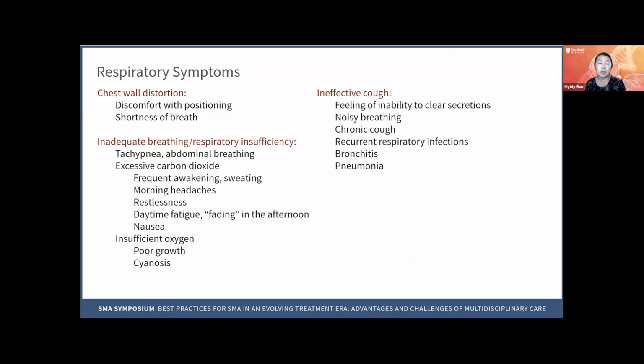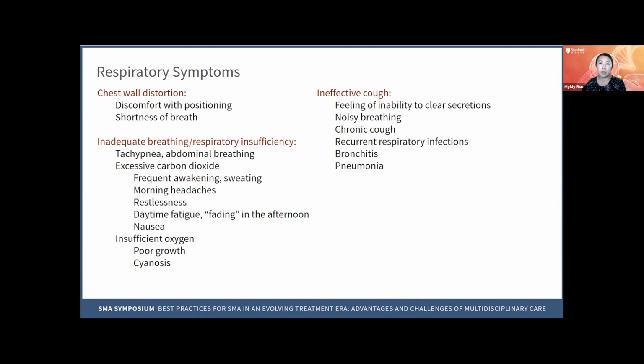So what are the symptoms? In terms of chest wall distortion, the symptoms can be discomfort with positioning and shortness of breath. In terms of inadequate breathing or respiratory insufficiency, some of the signs are tachypnea or abdominal breathing on exam. The signs of excessive carbon dioxide, because the CO2 gets retained, include frequent awakening during sleep, sweating during sleep, morning headaches, restlessness, daytime fatigue, fading in the afternoon, and nausea. The signs of insufficient oxygen drawn in by the lungs are poor growth and cyanosis.